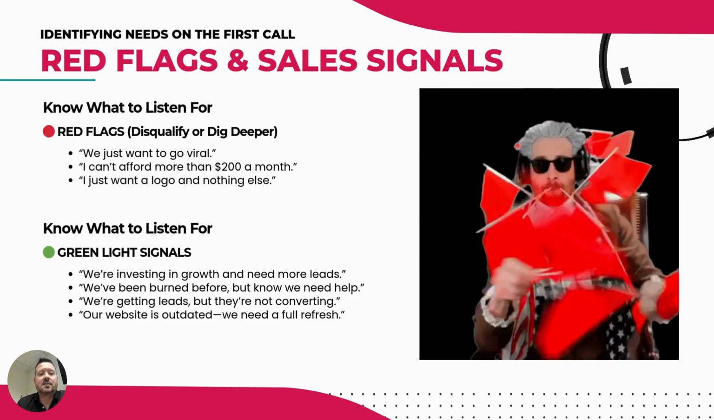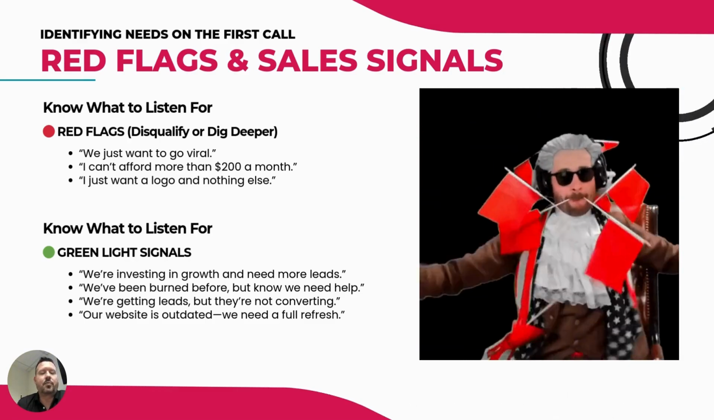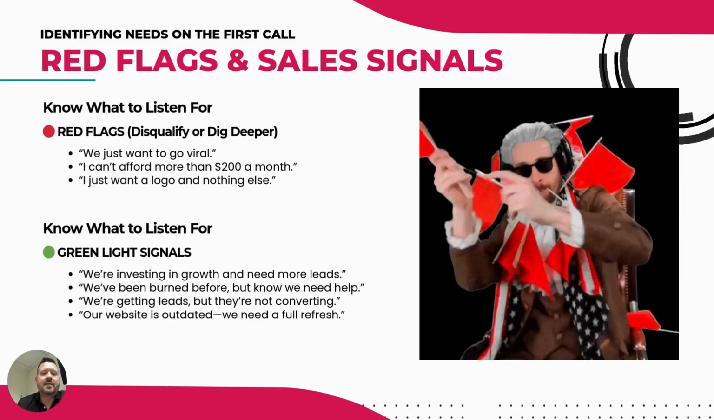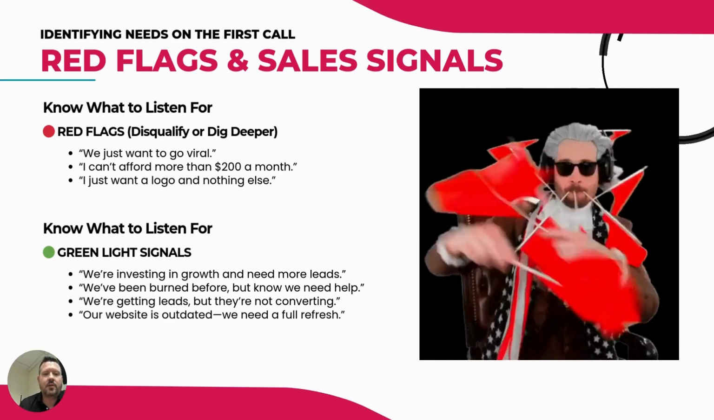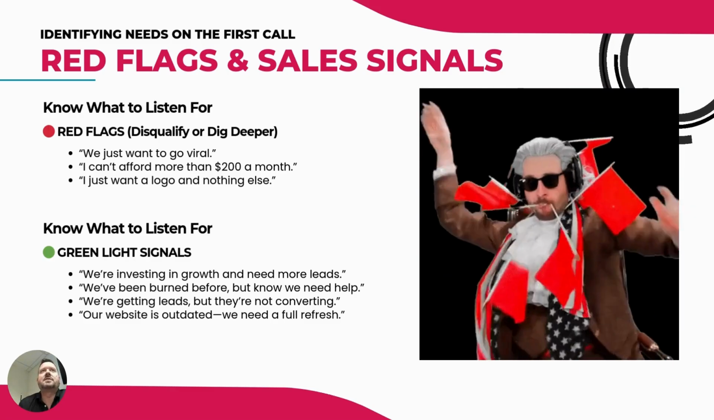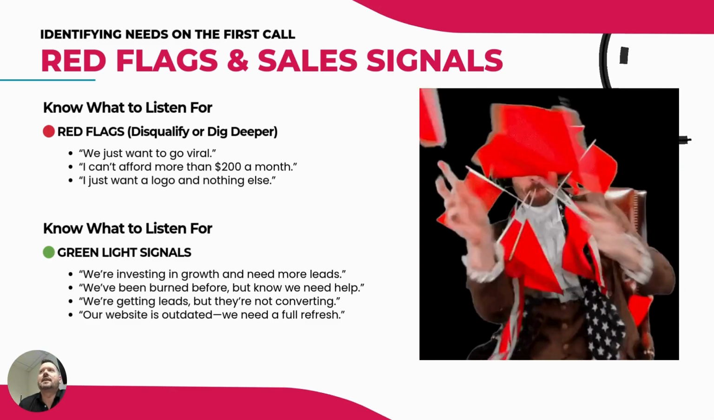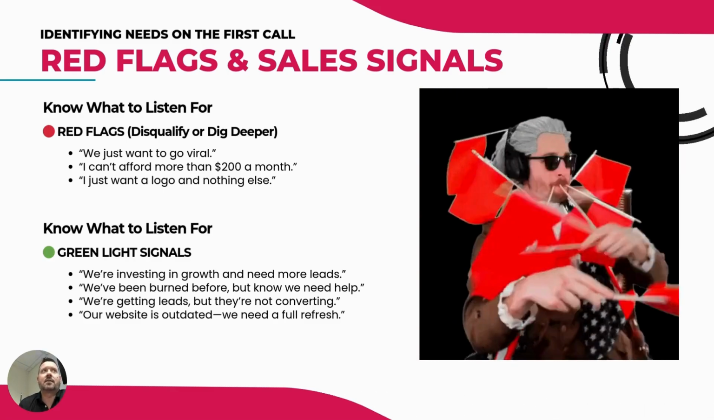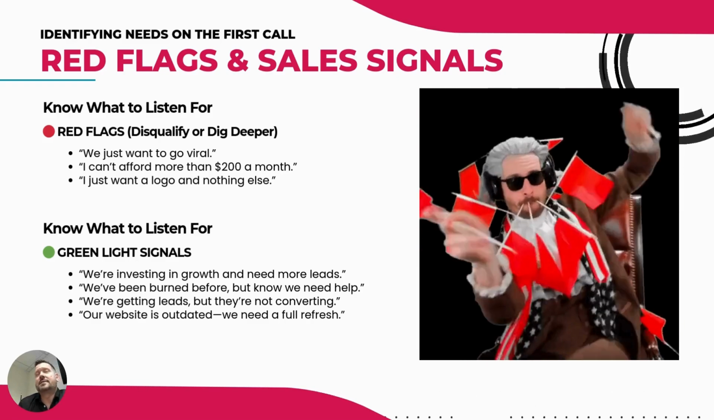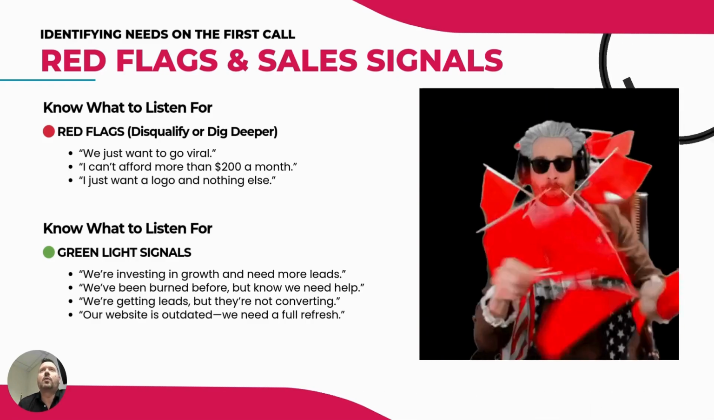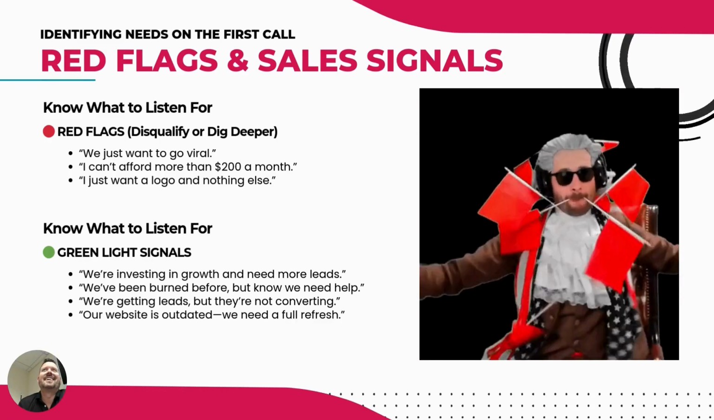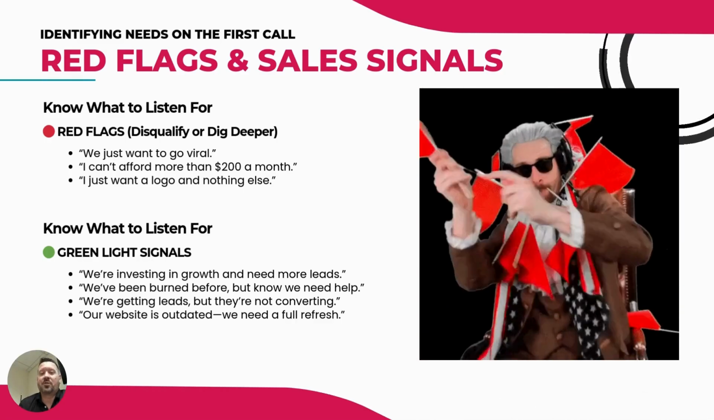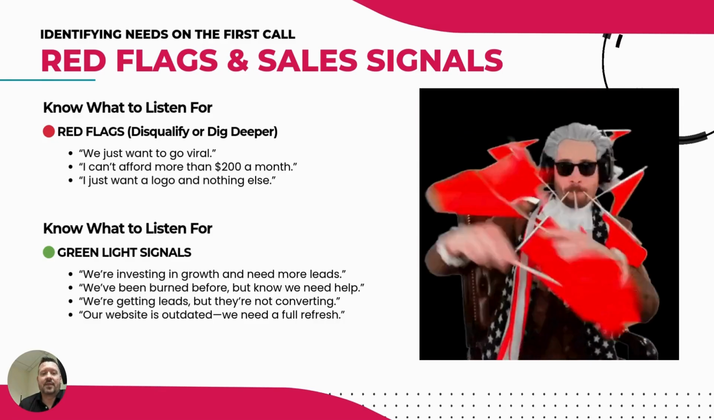We're getting leads, but they're not converting. That's a pretty common one. Our website is outdated, we need a full refresh. That's also a common one. Do you know there's a lot of agencies right now going around telling prospects or random businesses that they need a brand new website every 2 years, and they're buying that. They're eating that up. It's crazy. They told Van Kirk that.